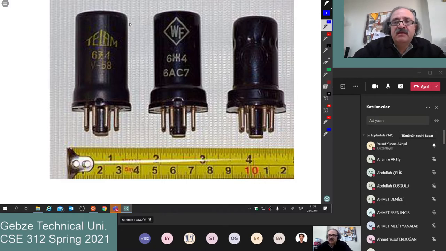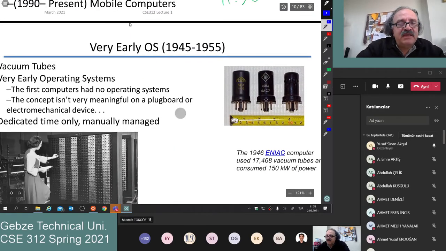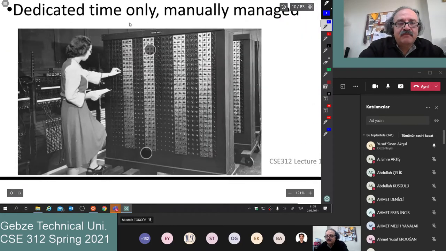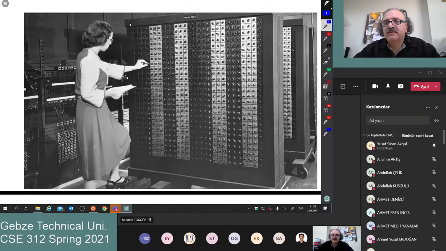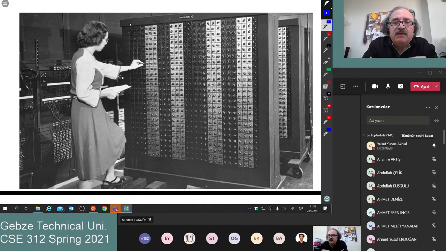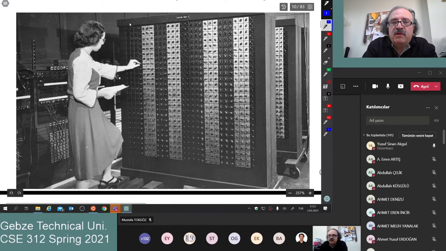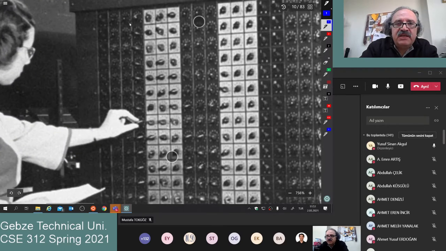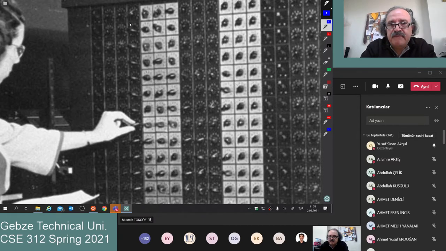Nobody thought about it. So programming a computer meant that you had an operator, a special person like this. You gave her the code, and she comes to the computer. This is ENIAC, 1940s. She is programming the computer, actually. She is dialing in numbers, see these numbers? And each number is kind of an instruction and its operands.